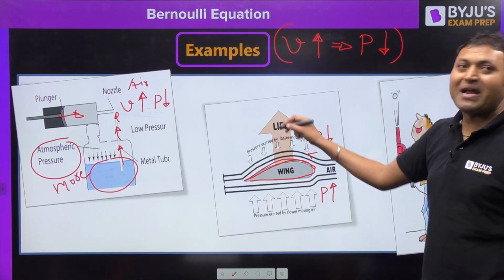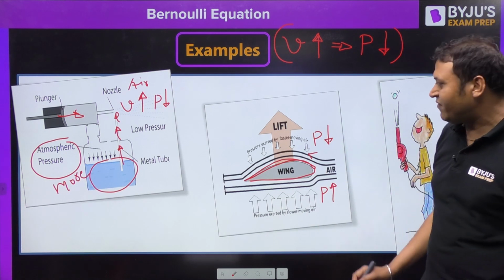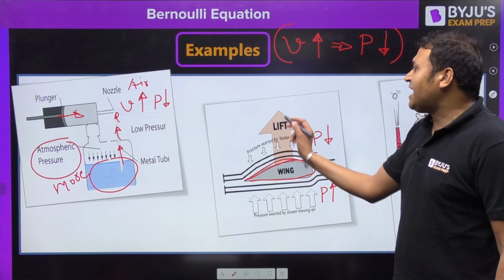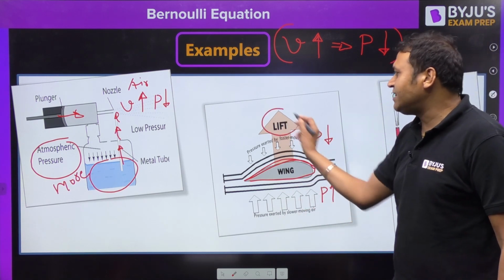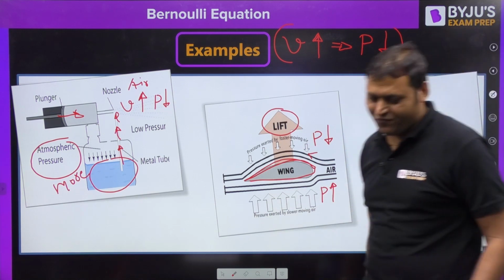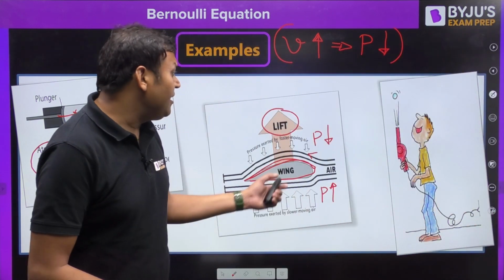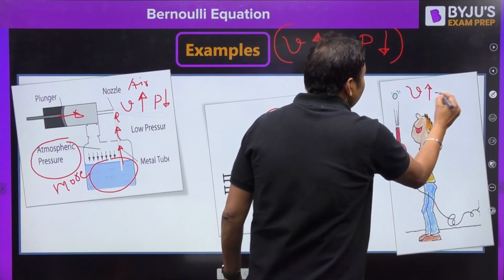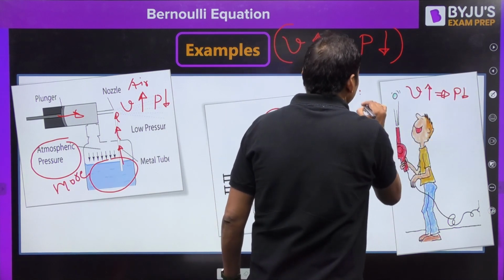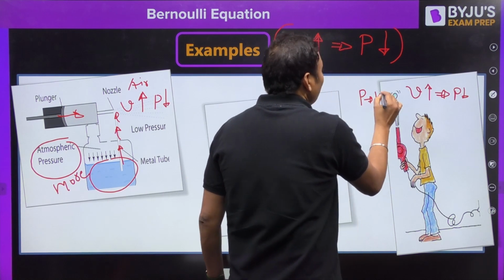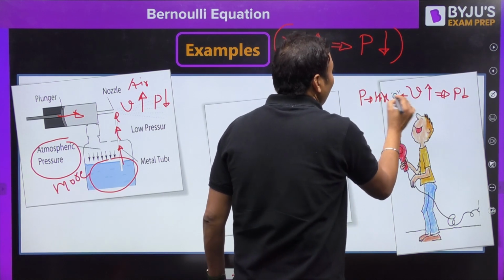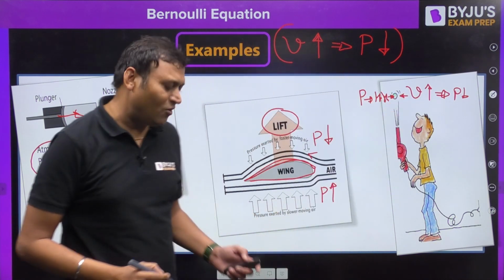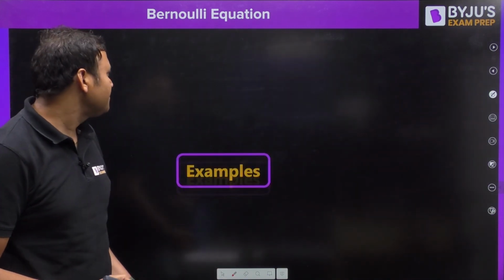So due to the pressure difference on both sides of the aeroplane wing, there is an upward force exerted on the wing that is known as lift force. Similarly, in a ping pong ball also, if you increase the velocity, then the pressure gets decreased. And here the outside pressure is high, so the ping pong ball will be in equilibrium.